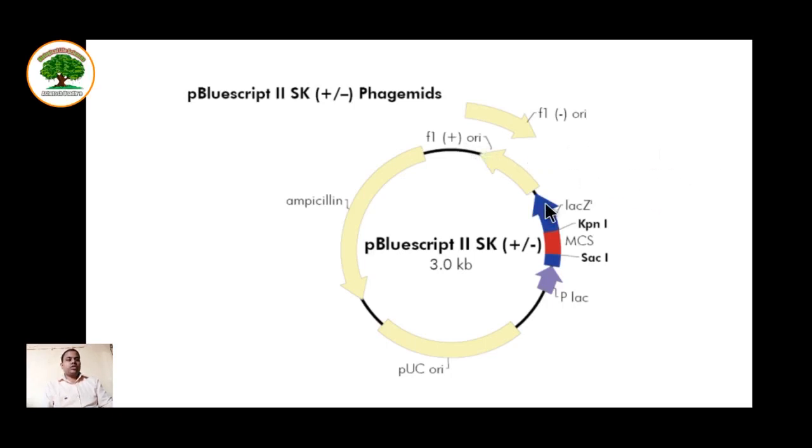Okay, so you can see here there is a presence of LacI repressor and the LacZ gene here. The plasmid pBluescript is around 3 kb, and there is a restriction site for two restriction enzymes, SacI and KpnI. So here is the presence of multiple cloning sites. So phagemid is also a very good vector in cloning experiments.